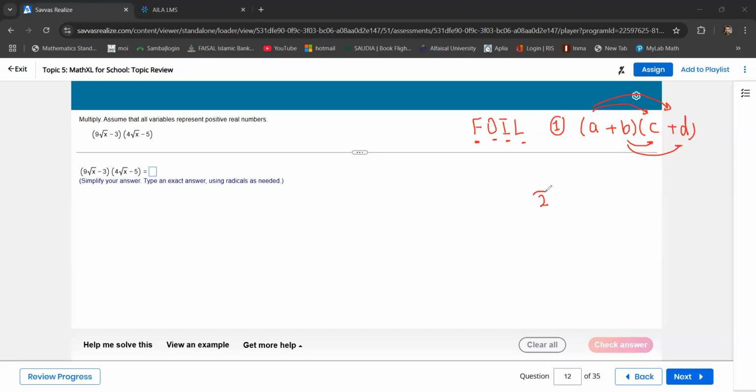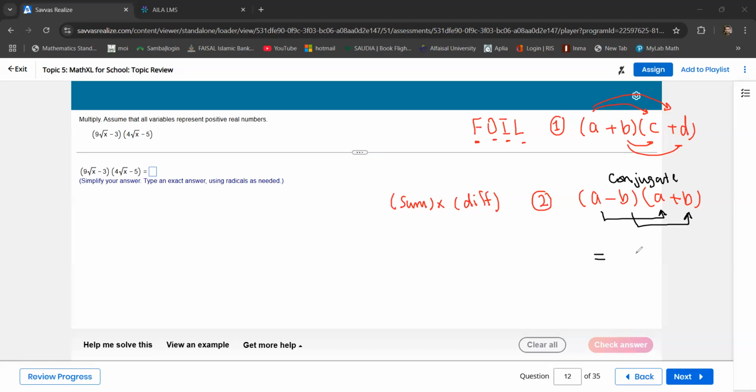Second type, it's a special product called sum multiplied by difference. Sum multiplied by difference is when we have a minus b multiplied by an identical bracket except for the sign, which is a plus b. And we used to call it the conjugate, as it has a special product. We just multiply the first by the first and the second by the second. That's it. Means it should give a squared minus b squared with no middle term.